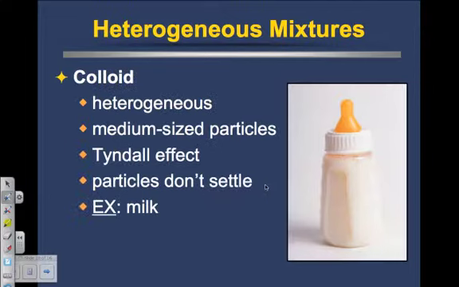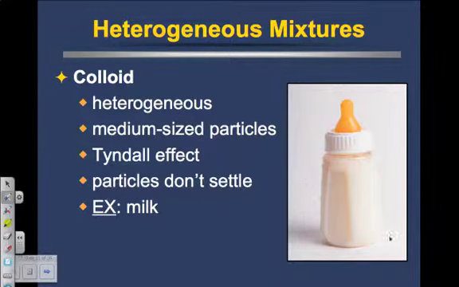Here's where it gets a little tricky. Heterogeneous mixtures can either be a colloid or it can be a suspension. Suspensions are very easy to tell. Colloids can look like they would be homogeneous. They have medium-sized particles, and they will have Tyndall effect. So you will either see the light not being able to go through the substance at all, or you will see a beam being formed. And again, I'll show you that in just a second.